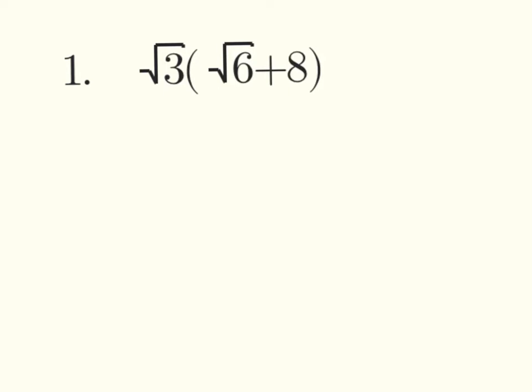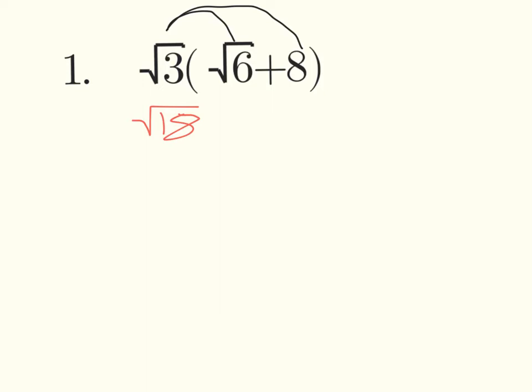Now, before we do that, our first problem is the square root of 3 times the quantity square root of 6 plus 8. Again, we're just doing the distributive property here. So when we multiply, the square roots are kind of like your variable. If you see how they both have a square root, I'm going to make that square root of 18.